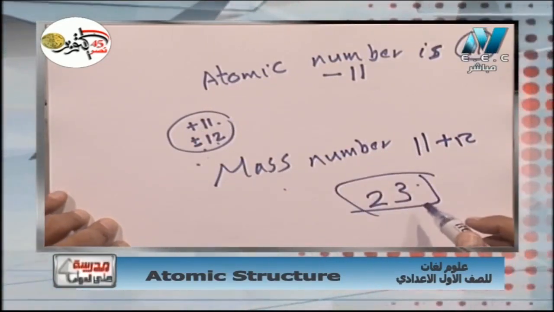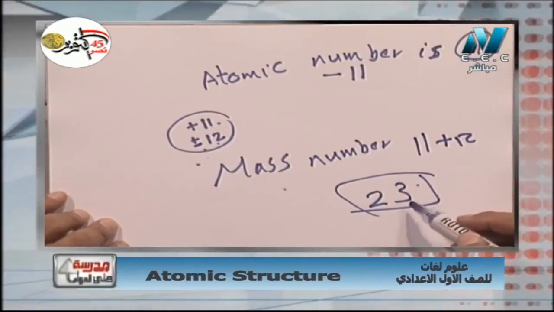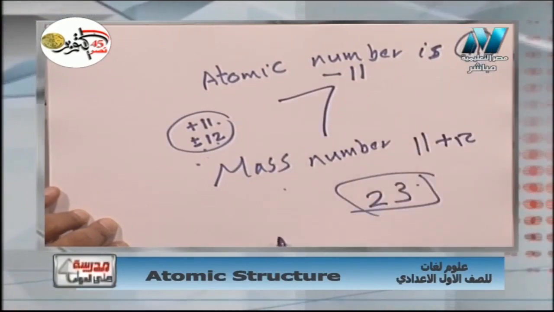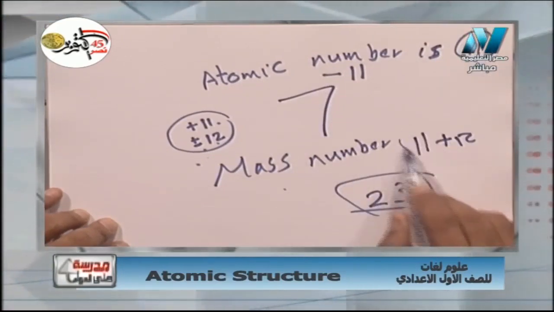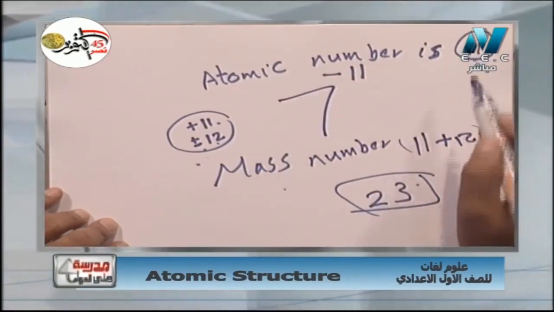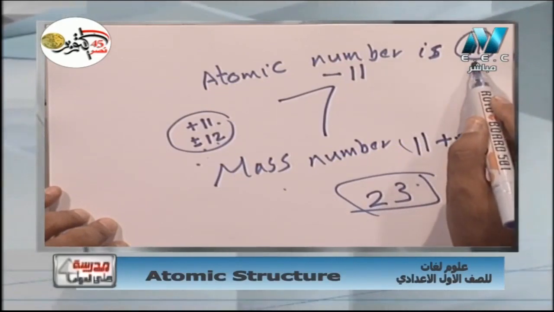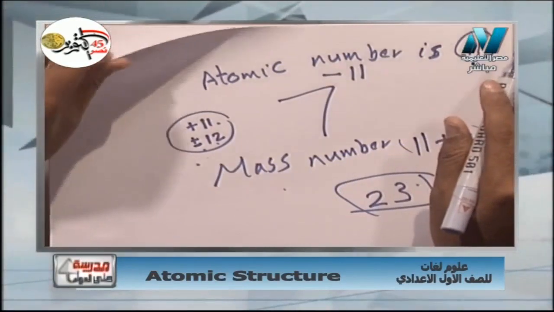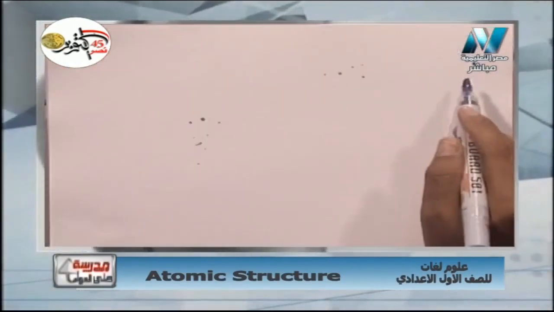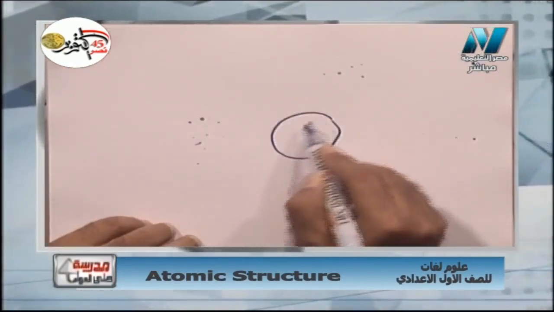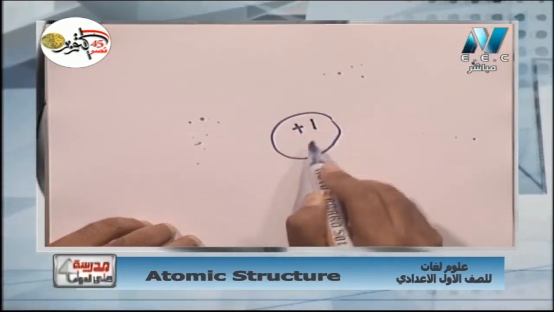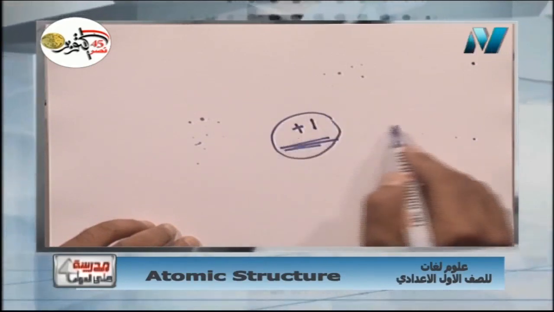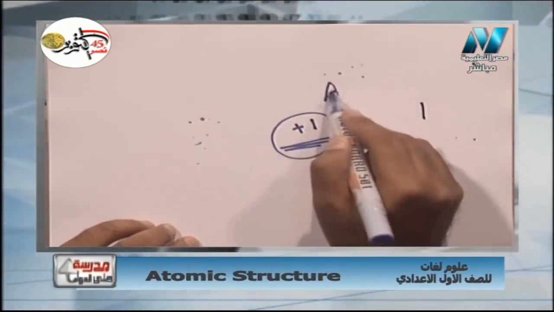Usually, the mass number is more than the atomic number, because mass number means the number of protons plus neutrons, while atomic number means the number of protons only. But in only one case, hydrogen, the only atom that contains 1 proton and 0 neutrons, the atomic number here is 1.